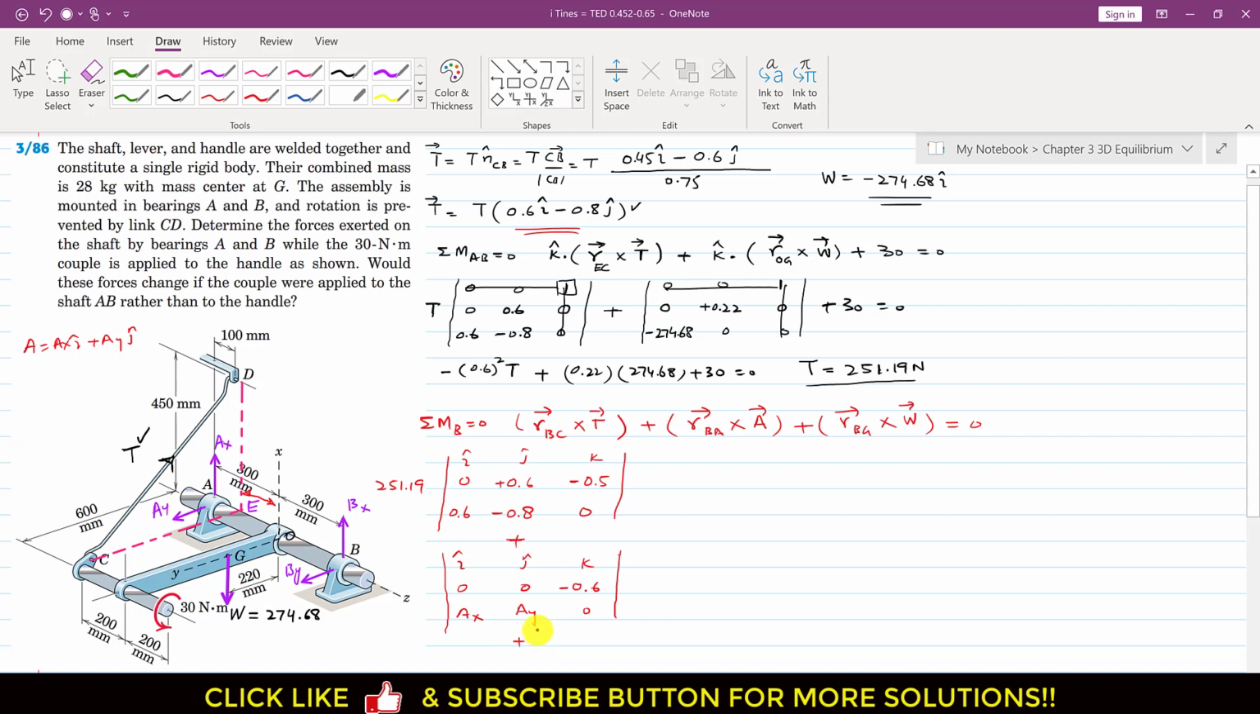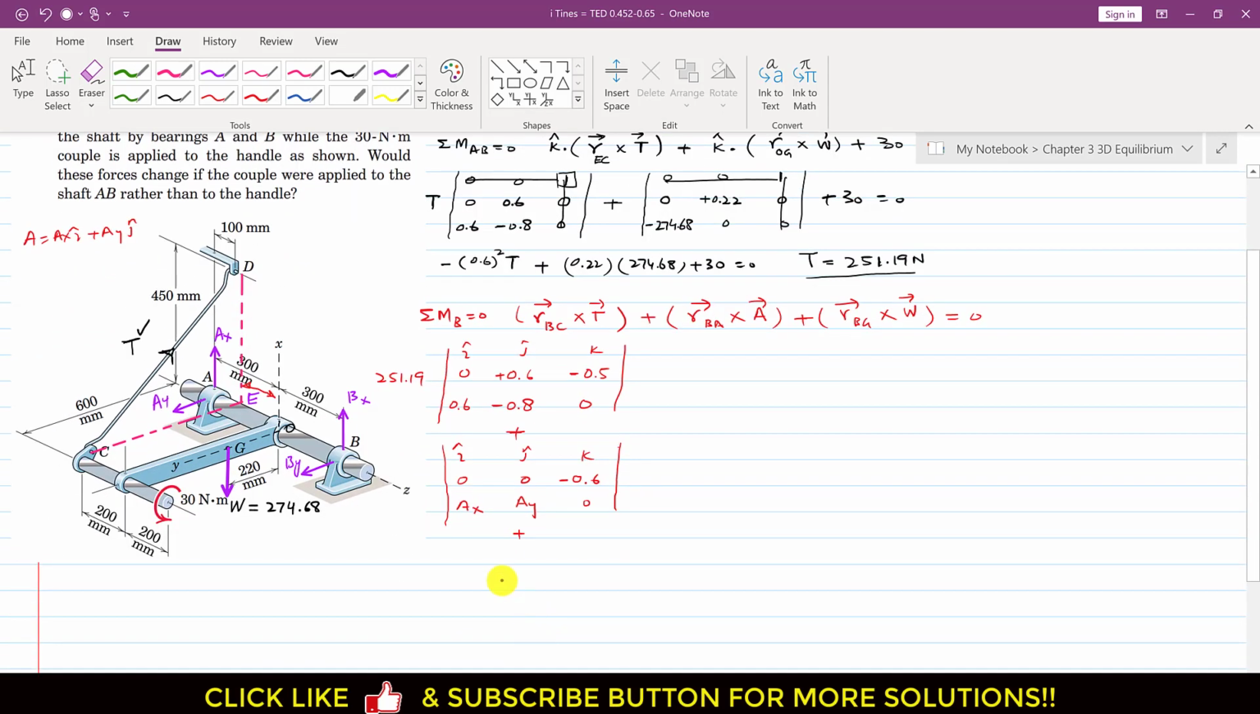Similarly I will write plus RBG, right? So what is RBG? From B to G, first we need to travel 0.3 meters in the negative z, so I will write minus 0.3, and then we need to travel 0.22 in the positive y direction, right? So I will write 0.22, and this will be 0.